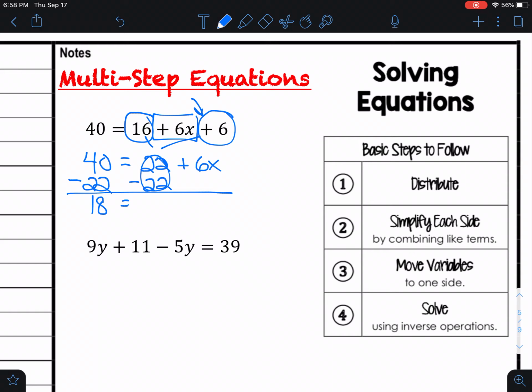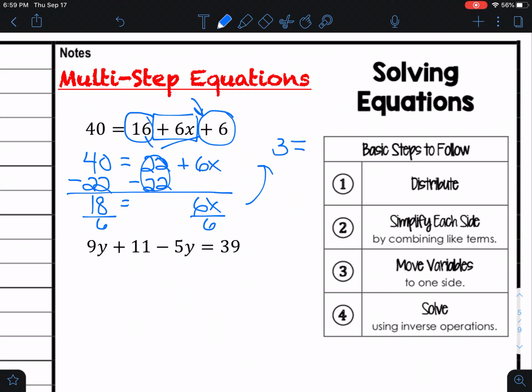equals 6x. All right, so now I have 6 times x is equal to 18. I want to get rid of that multiplied by 6. So I'm going to do the opposite, and that's divide. Okay, so I'm going to go right here now. So 18 divided by 6 is 3.